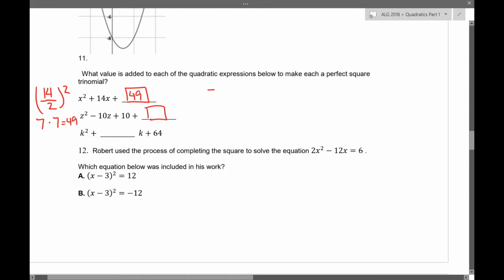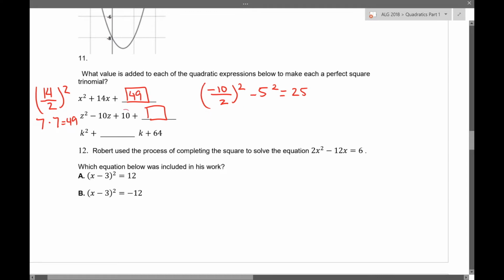So once again, I take my negative 10, I take the b value divided by 2, and I square it. Negative 10 divided by 2 is negative 5. Negative 5 squared is 5 times 5, which is 25. But here's the thing, 25 doesn't just go in the box. They're trying to trick you.